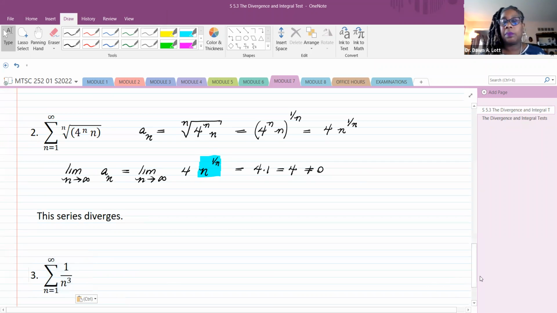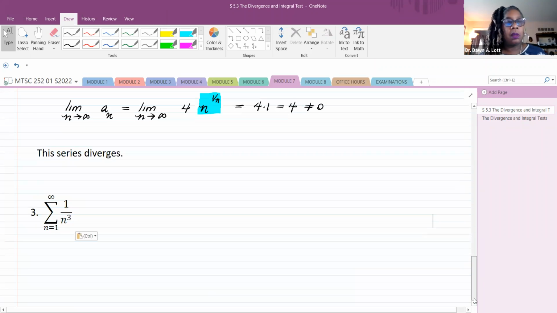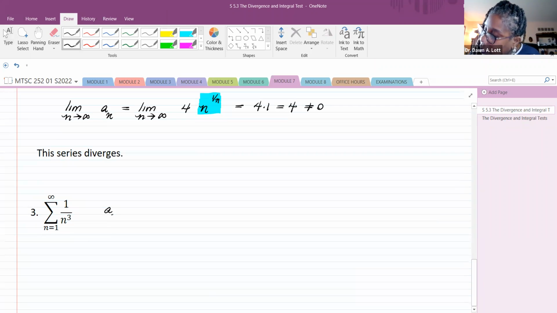Number 3. All right, AN is 1 over n cubed. What is the limit as n approaches infinity of 1 over n cubed? Somebody tell me what that is.